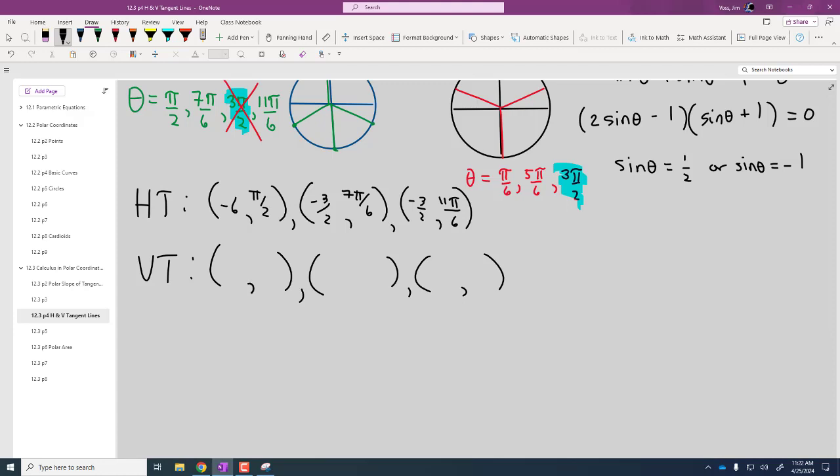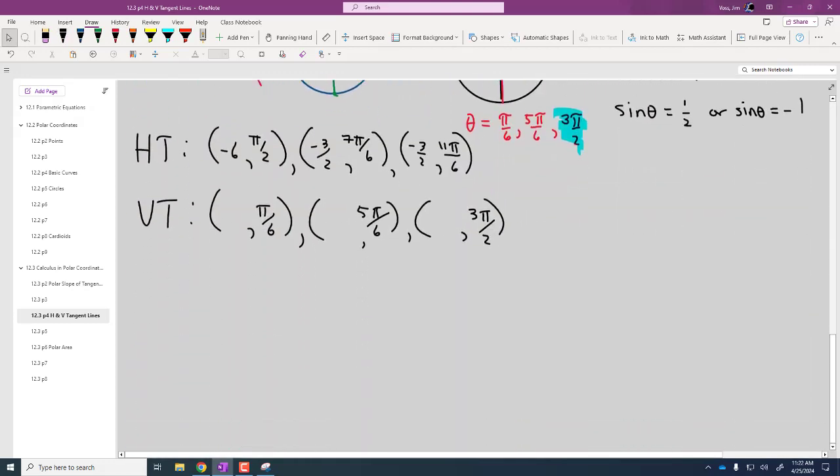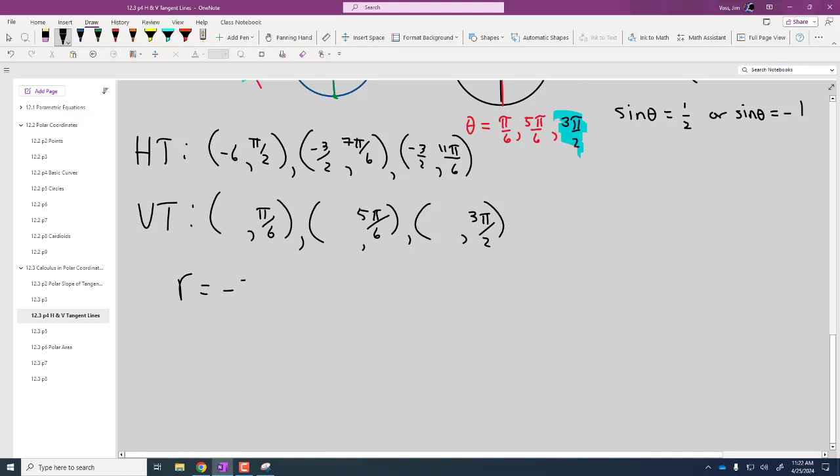So our angles here are pi over 6, 5 pi over 6, and 3 pi over 2. Yeah, let's just plug them in this time. So what was it, negative and negative? So I'm going to rewrite it down here. Okay, so if we go to pi over 6, sine of pi over 6 is 1/2. So we have -3 minus 3 halves, 4.5. So it's -4.5, which is -9 halves.